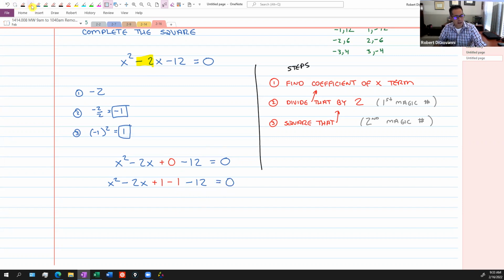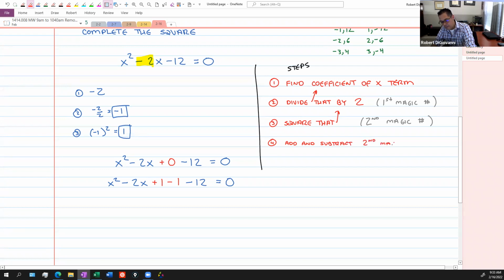Okay, so what would be that fourth step? How do I describe that fourth step? I'm going to add and subtract the second magic number, and you do it after the x term. Right after that x term, the negative 2x, I added and subtracted the second magic number.